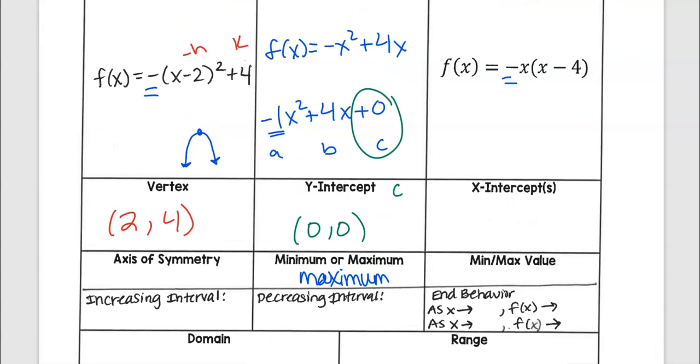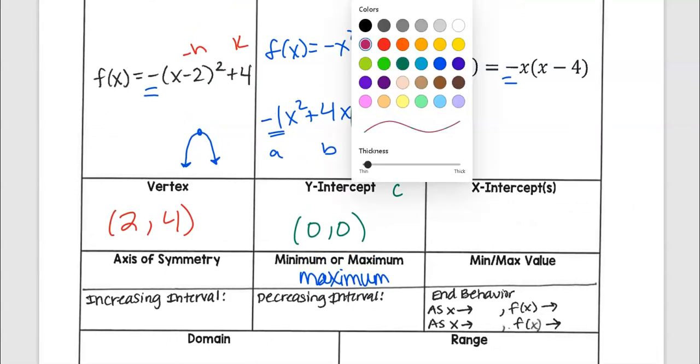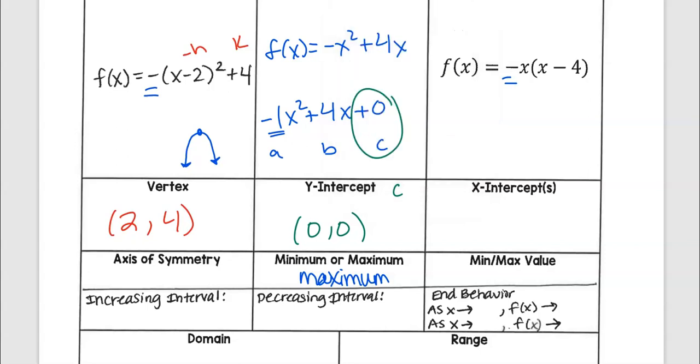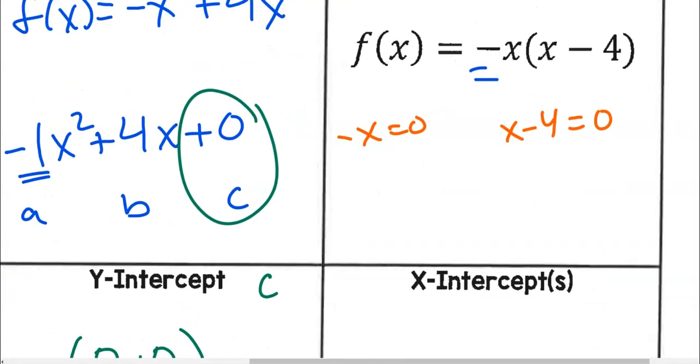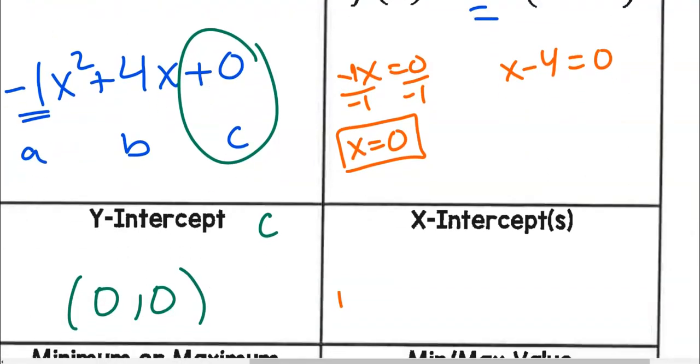Okay, a little bit different than what we're used to, but we're still going to find it the same way. I'm going to do orange. Okay, I have 2 factors. I have -x, and I have x minus 4. We're still going to make both of them equal to 0 to find my x-intercepts. So my first one, -x equals 0, that negative's in my way. How do I get rid of a negative? No, remember, technically that's a -1. Divide by -1, and we get x equals 0. All right, so that's one of them.